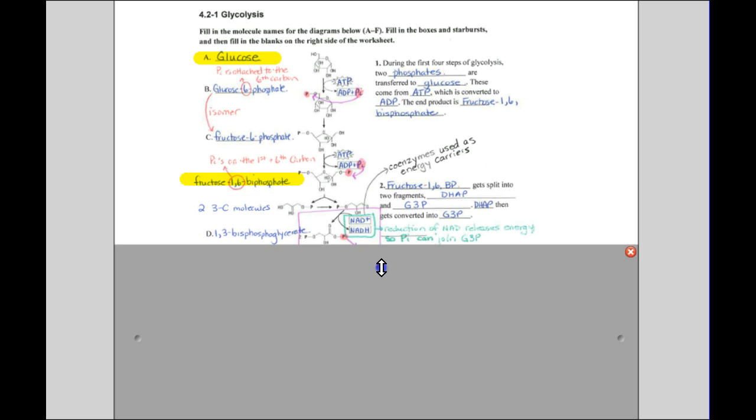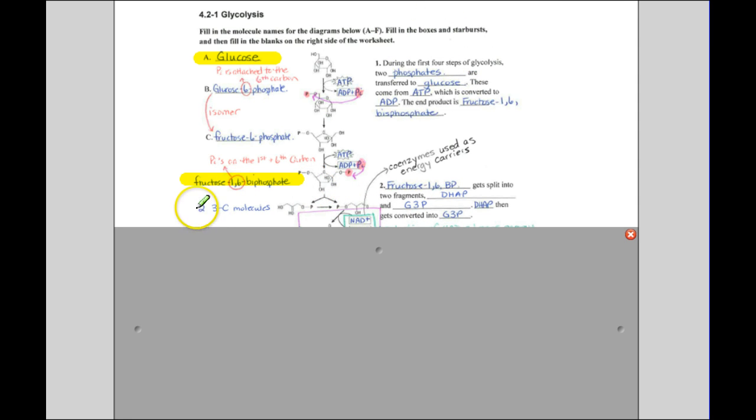Okay, next step, and the summary is right over here. Fructose 1,6-bisphosphate, or sometimes you'll see it called bisphosphate, but biphosphate is how I remember it, gets split into 2 fragments. DHAP stands for a really long name that you do not need to know. It's called dihydroxyacetone phosphate, and the other one is glyceraldehyde 3-phosphate. All you need to know at this point is that it splits into 2 3-carbon molecules. So a 6-carbon molecule just split into 2 different molecules that each have 3 carbons. You don't need to know these names.